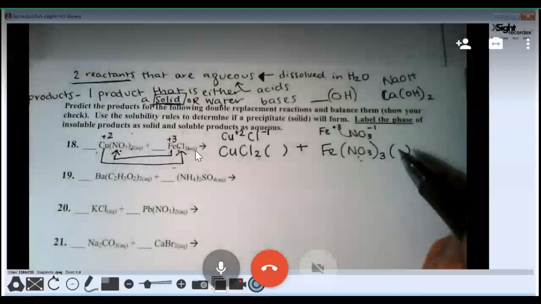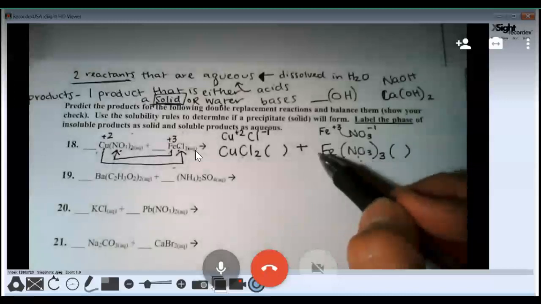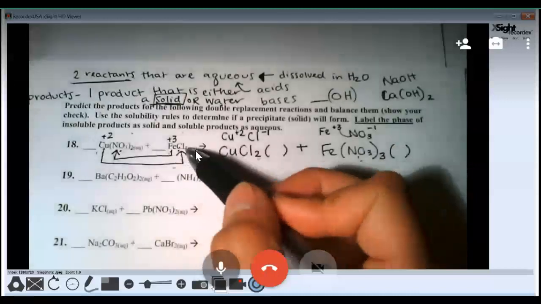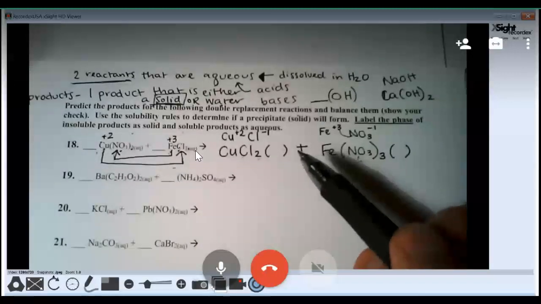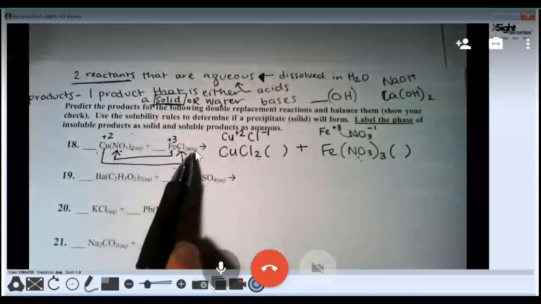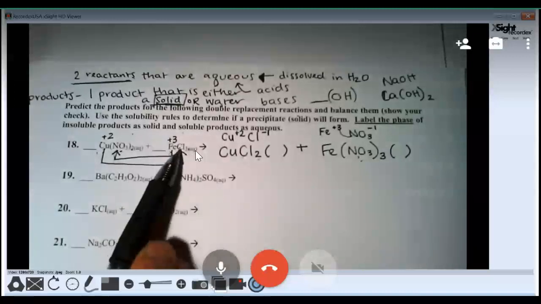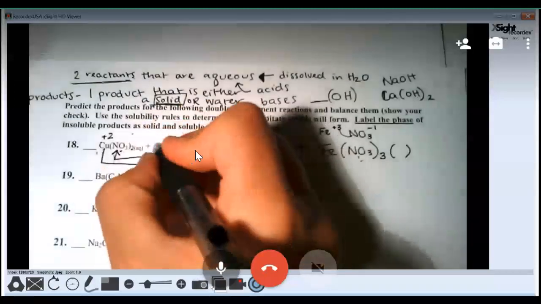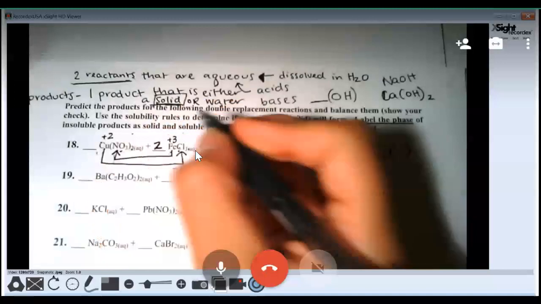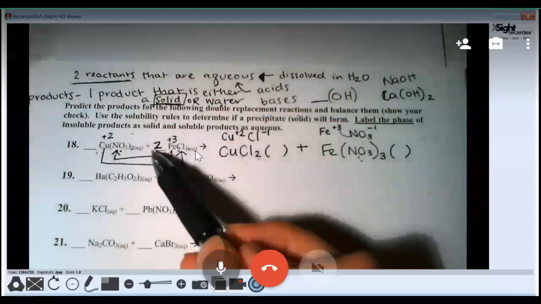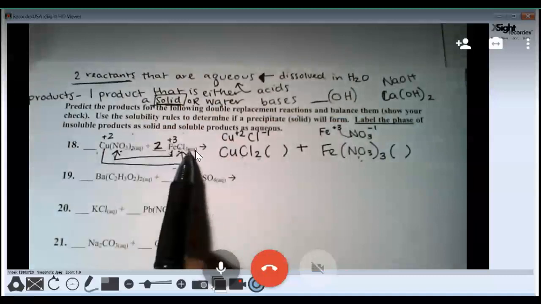Yep, Fe's iron. So if we put a 3 here, we're going to end up with 9 chlorines. Is there anything we multiply? 2. Perfect. Okay. So we have 2, so we have 6 chlorines.